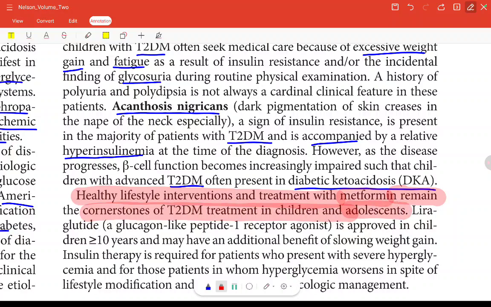Liraglutide is approved in children more than 10 years and may have additional benefits of slowing weight gain. What other drug can be used is liraglutide, okay. It is a glucagon-like peptide receptor agonist, GLP receptor agonist. Liraglutide is approved in children more than 10 years only. After 10 years we can give, and it has what additional benefit? It has additional benefit of slowing weight gain.